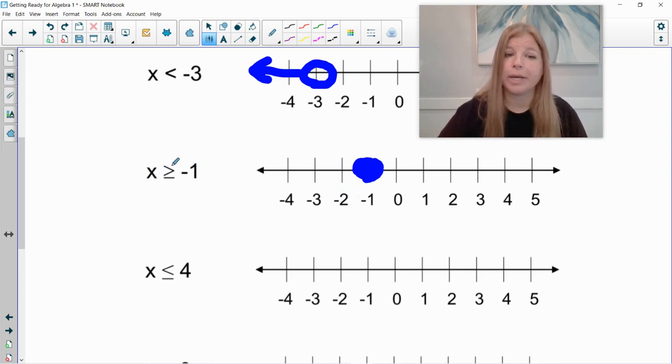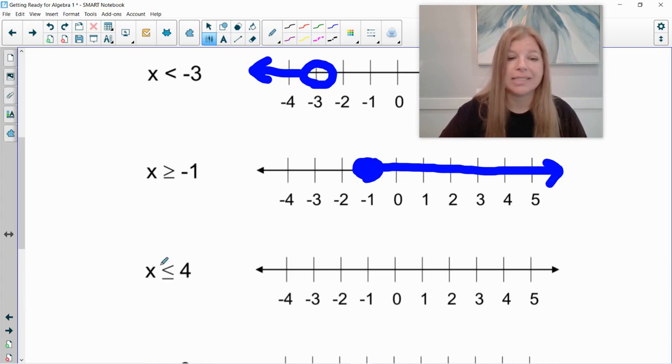Is -1 greater than -1? No. But is -1 equal to -1? Yes. Where do numbers always get greater on a number line? They always get greater to the right. All of these numbers here are definitely greater than -1.